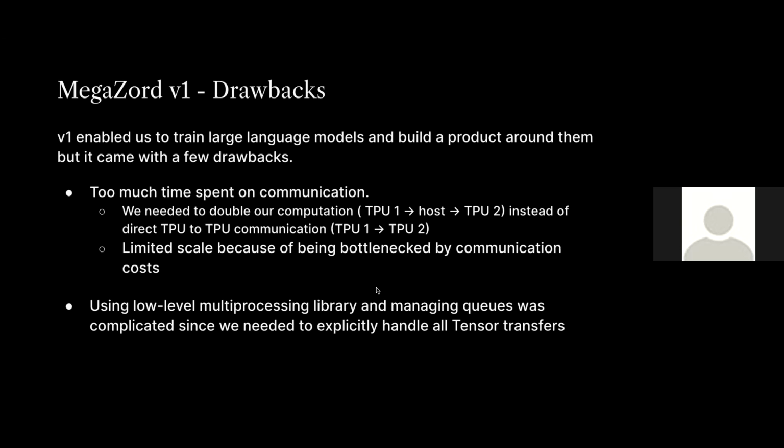The biggest one was this double communication, which drastically increased the communication. We were spending way too much time on communication, and this bottleneck limited us from effectively scaling up. Also, there was a lot of manual tensor handling, since the multiprocessing library was very low level for us, and pretty much everything needed to be handled by queues. So now I'm going to pass this to Sid so that he can talk about version 2.